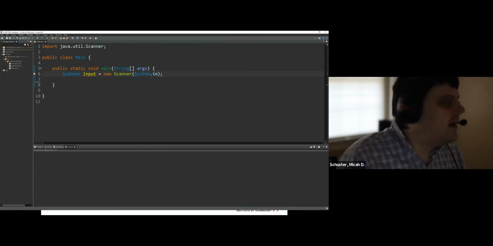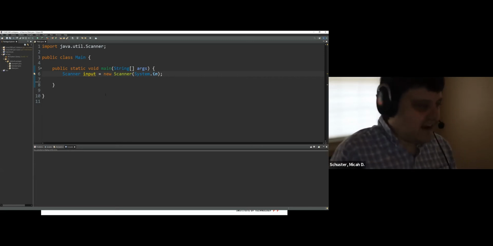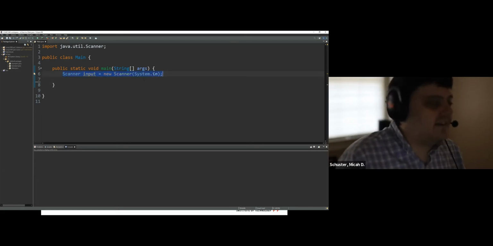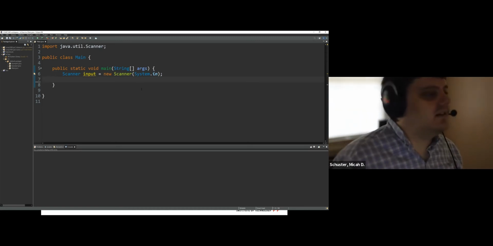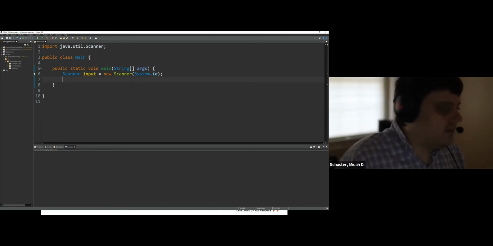So I have essentially an empty file with a scanner already included in. You could always create a new project or use one of the previous ones that we were doing examples with in the previous classes.